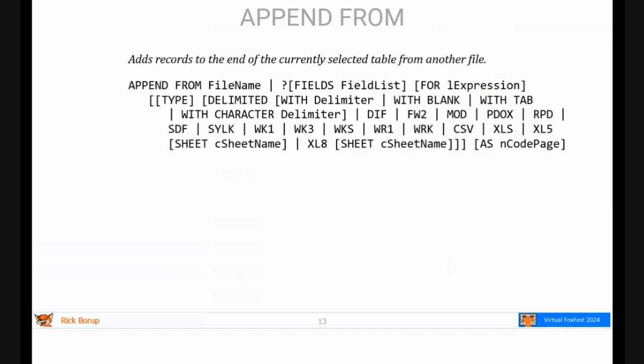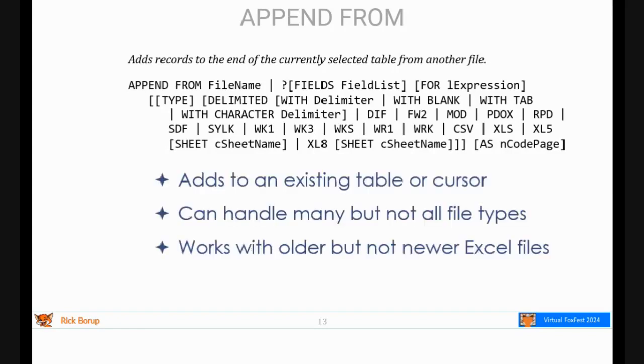One of the more powerful built-in commands in Visual FoxPro is APPEND FROM. That's the one that I use most often. Later we'll see how to roll your own. But the APPEND FROM command adds to an existing table or cursor, so that has to exist. Either you create one from scratch or you are working with one that's already there. The APPEND FROM command is quite comprehensive. It can handle many types of files, but not all of them. And one of the limitations is that it can't work with any of the newer Excel file types.